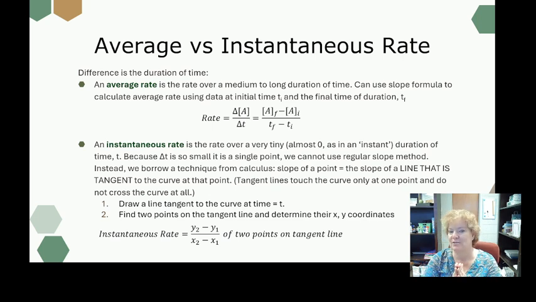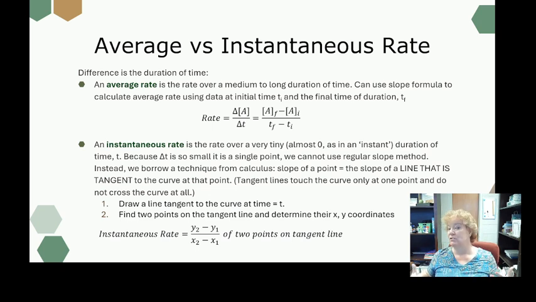In calculus, it turns out that the slope of a point on a curve is the slope of the line that's tangent to that curve at that point. Remember, when we draw a tangent to a curve, the tangent line kisses the curve at one point only. It doesn't cross the curve at all. If we draw a tangent line and take the slope of that line, that would be the instantaneous rate at the point where the tangent line kisses the curve.